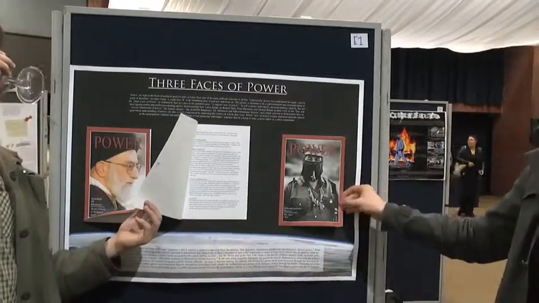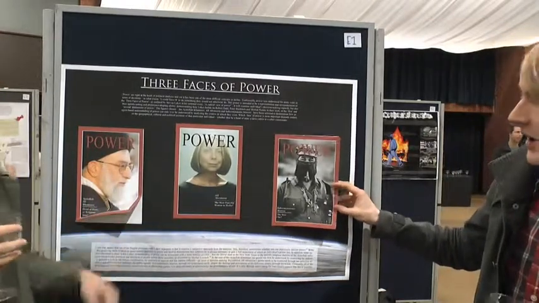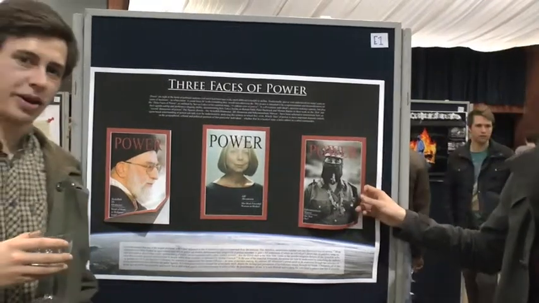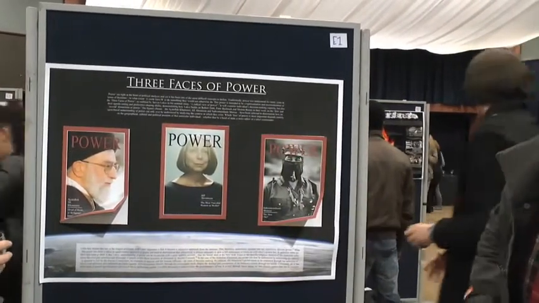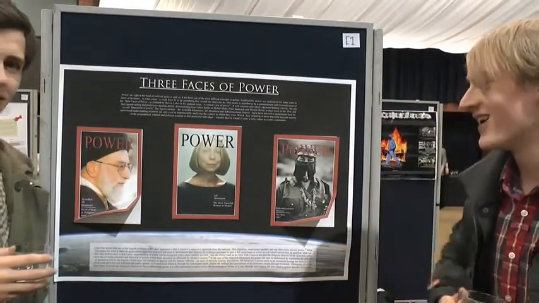And then the final person we've got here is Subcomandante Marcos, who is a rebel leader and has a greater focus on preference shaping power. We thought we'd keep it quite minimalistic. Time magazine covers, you know, it's a big emphasis on power.